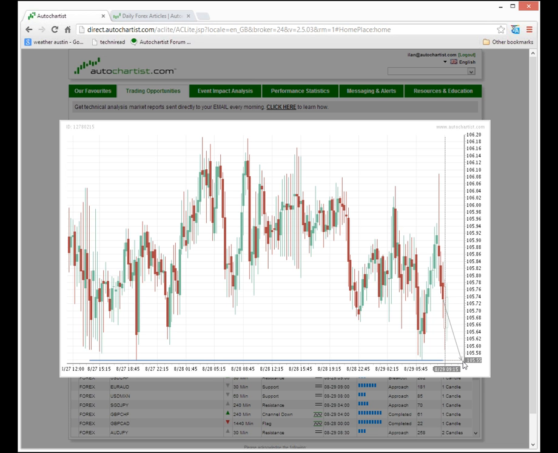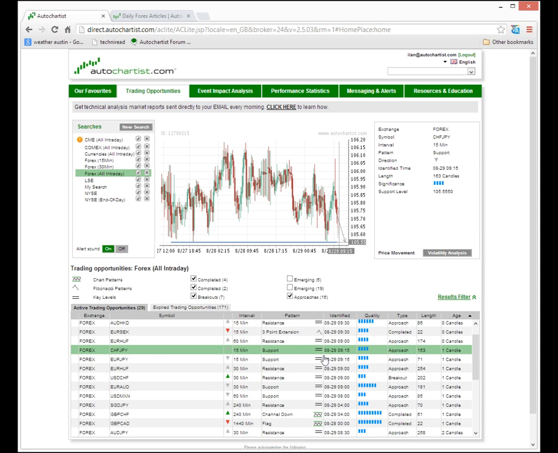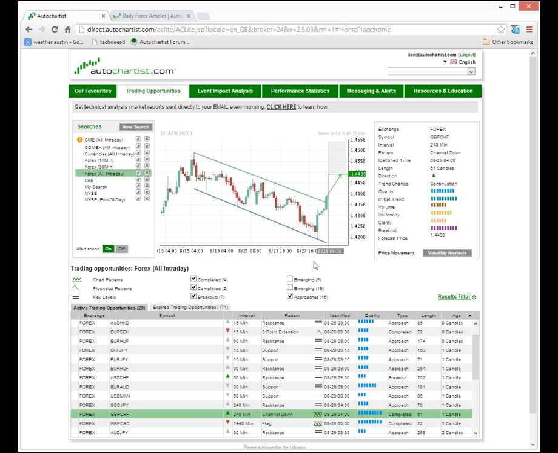You can see that this price is still moving towards a resistance level at about 105.55. Okay, so this is not a breakout opportunity. This is more of a swing trading opportunity.